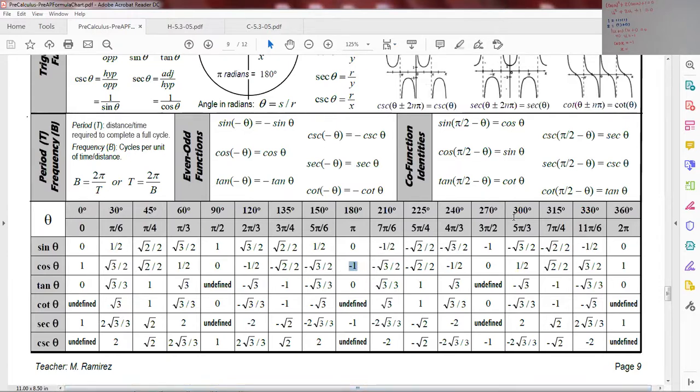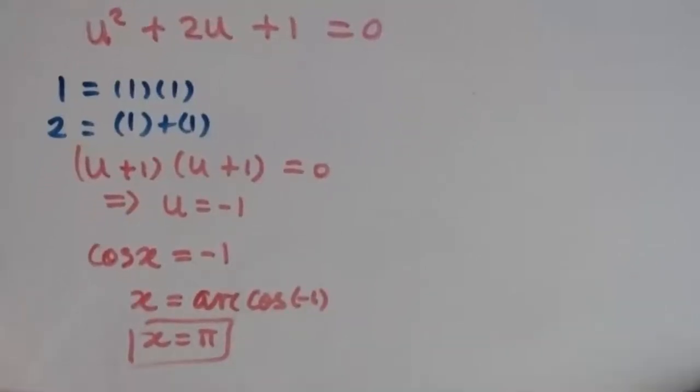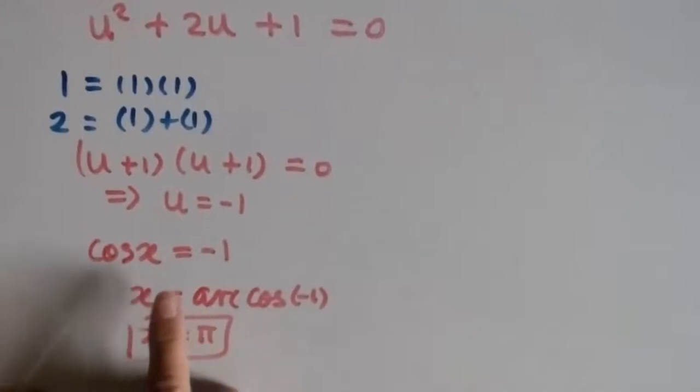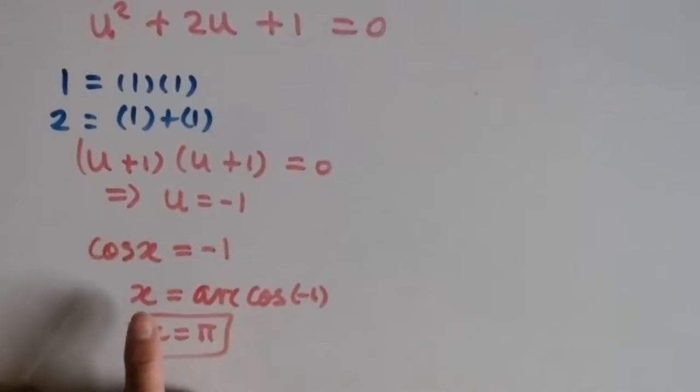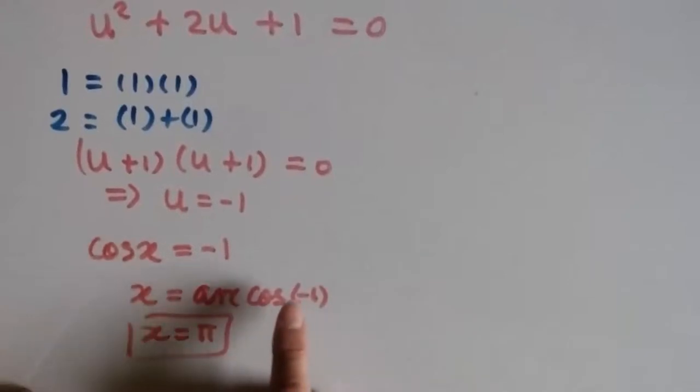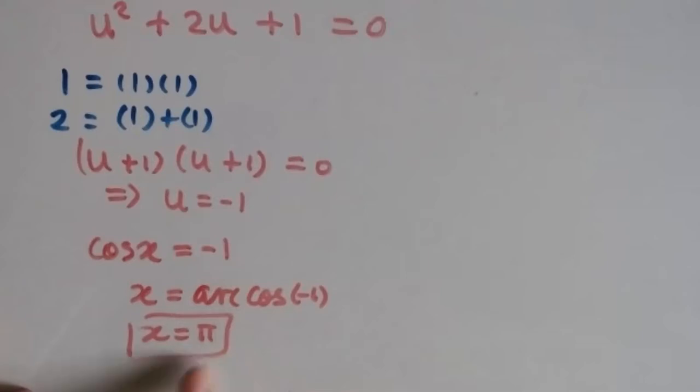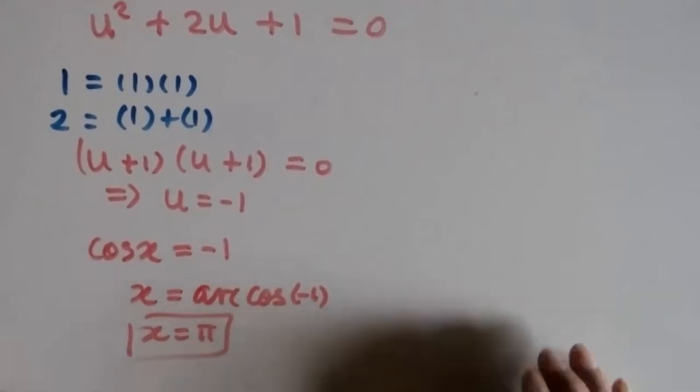Between 0 and 2 pi, the only value for which the cosine of the angle is negative 1 is pi. So x equals the arccosine of negative 1, x equals pi. So that is what I'm going to write in my paper. Once I see that the cosine of x is negative 1, the only angle for which the cosine is negative 1 is pi, and I found this in my tables.